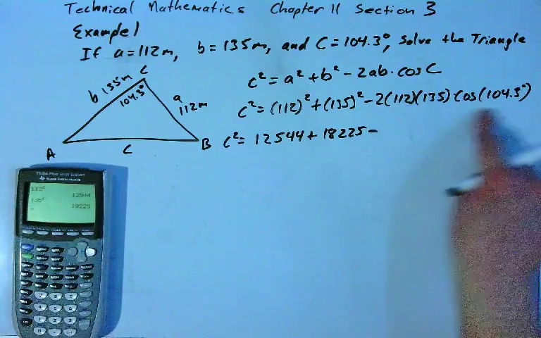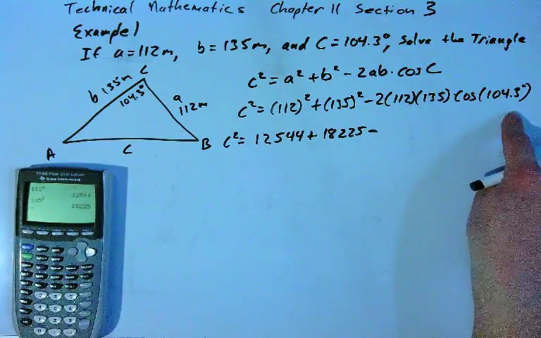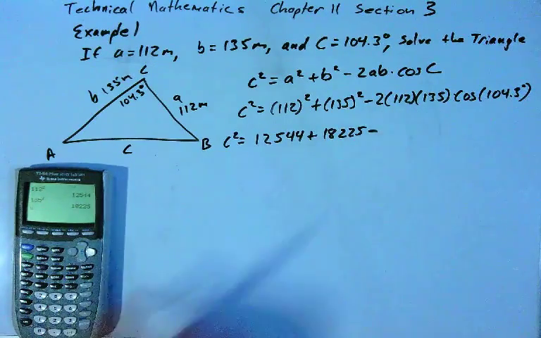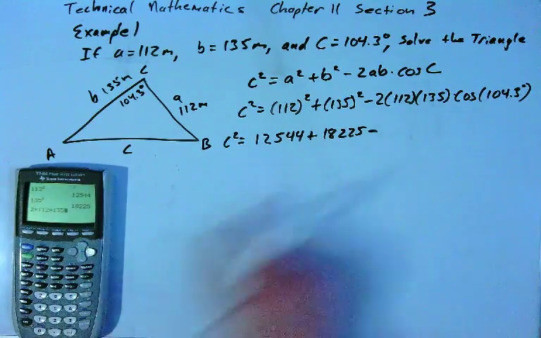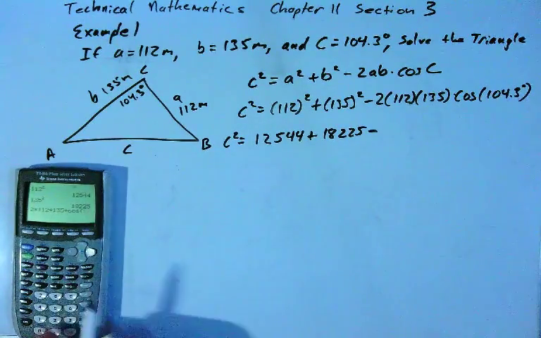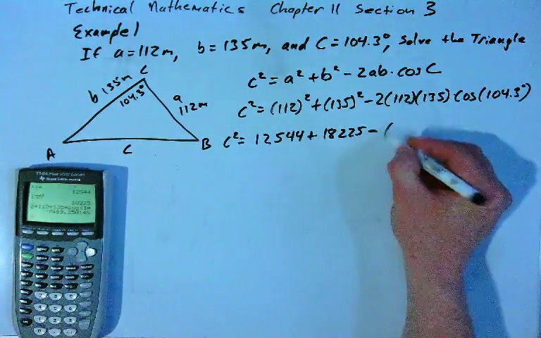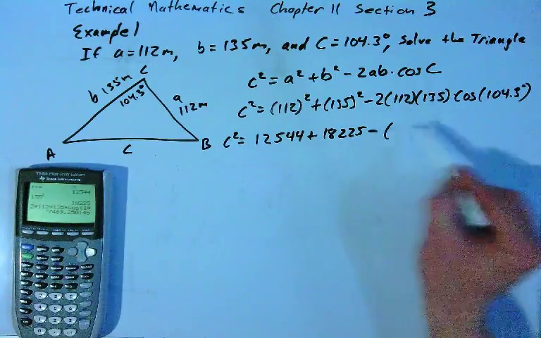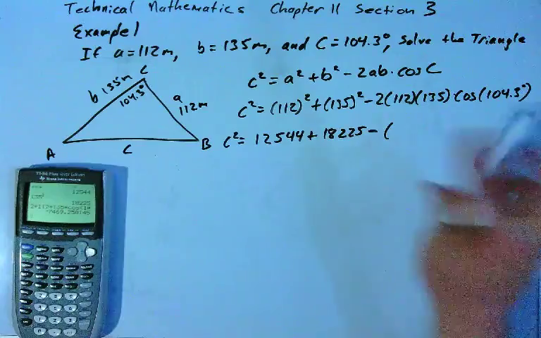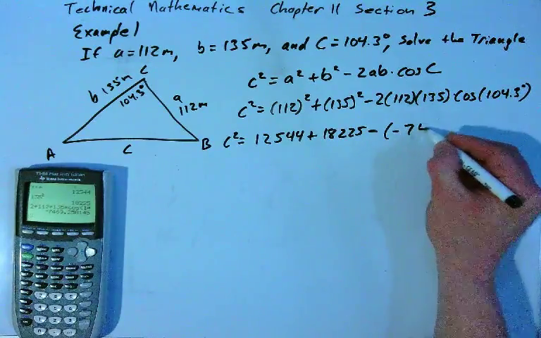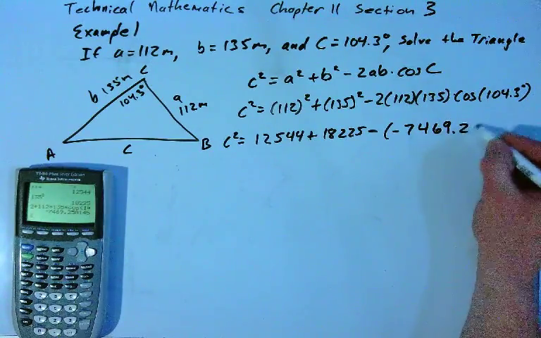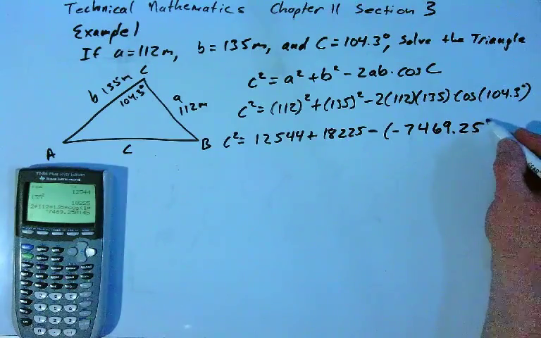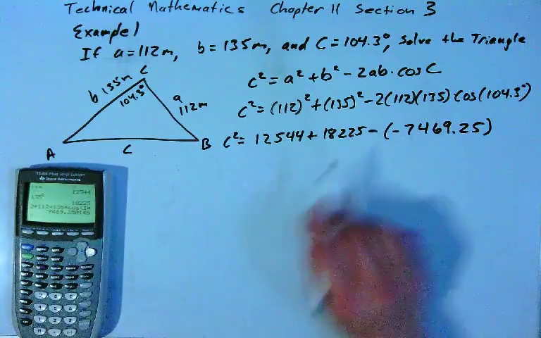Minus, now I can go ahead and multiply all of these together. Okay, so I can do all of this at once. I'm going to do 2 times 112 times 135 times the cosine of 104.3. And I get a negative number, so I want to make sure that I'm careful here. I'm subtracting a negative number. So I'm subtracting negative 7,469, and I'll go ahead and go out to a couple decimal places here, 25. Okay, 7,469.25, negative. So I'm subtracting a negative.